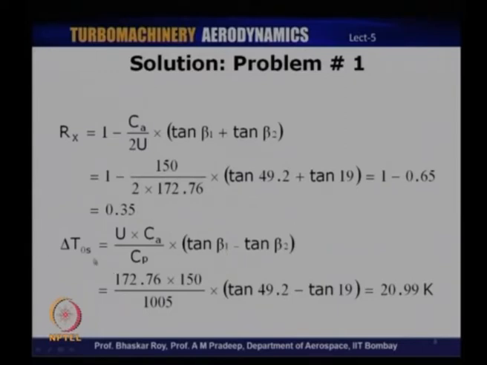So, since all these values are already known to us, once we substitute them, we get 172.76, C_A is given as 150, C_P is 1005. This is multiplied by (tan β1, which is 49.2, minus tan β2, which is 19), and we get ΔT0 in one stage as 20.99 Kelvin. That is the amount of temperature rise taking place in one stage.